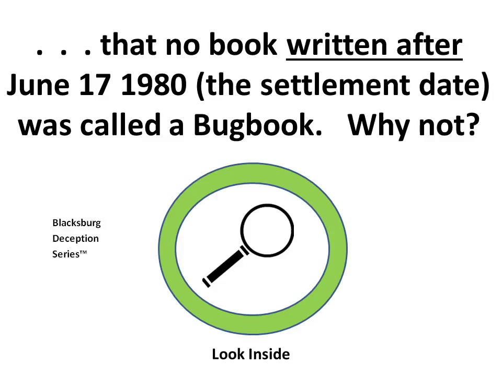Well, there was a settlement of my lawsuit against the so-called masterminds of Larsen, Titus, and Titus, and it was signed on June 17, 1980. And I've realized these past few days that not another book written after the settlement date was called the Bug Book. So this date is the death of the Bug Books. They had a lifetime of 6 years from August 1974 to June 17, 1980, and that was the end.